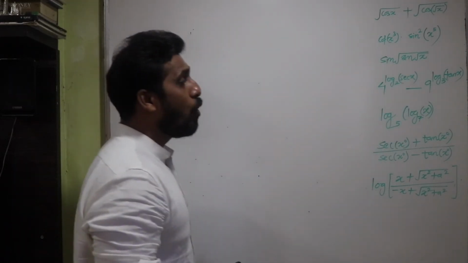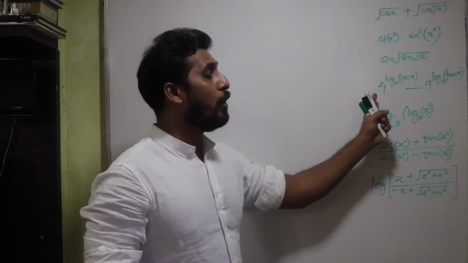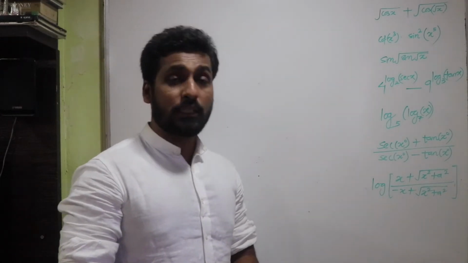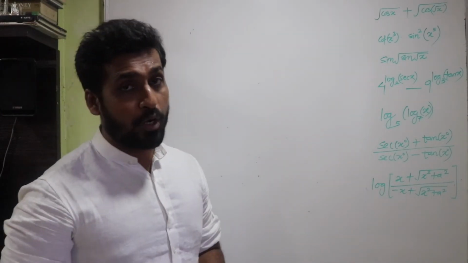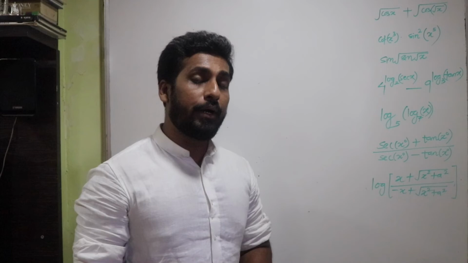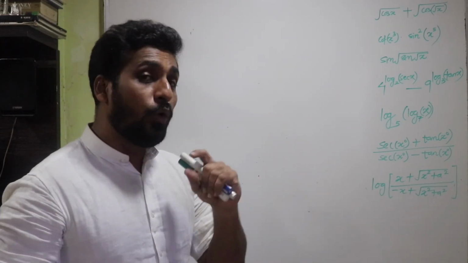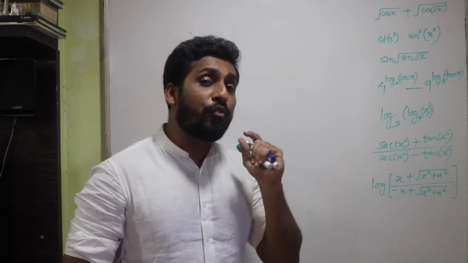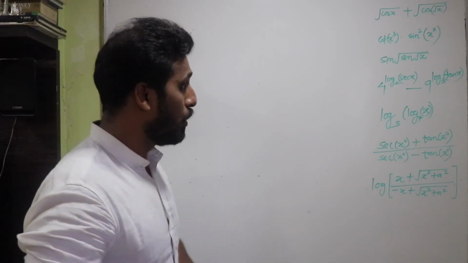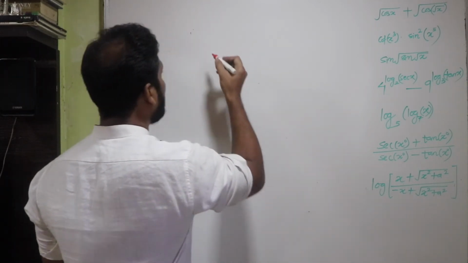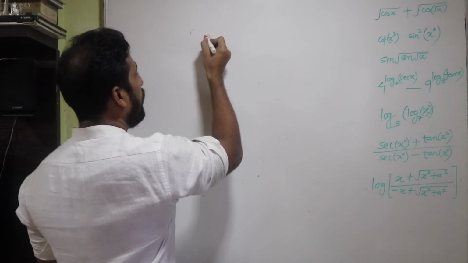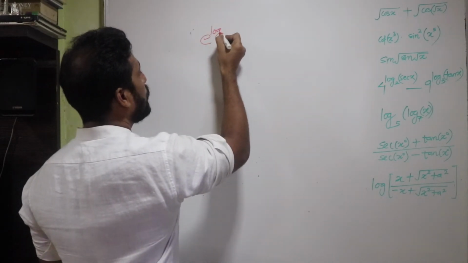Now, before I go to the question, of course I want to evaluate this answer, but before I go to the question, I'm going to write one very important property over here. The property is very, very important. Make sure that you include this property as a formula somewhere in your notebook. Now, the property goes like this. You remember that e raised to log x.